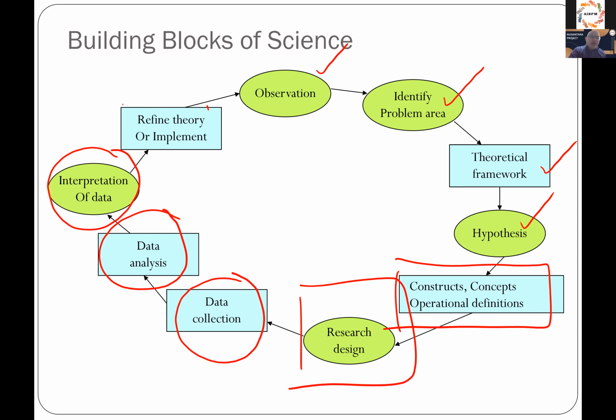Then you refine the theory. Refine means you support or you don't support. Then after that, you will continue the circle again, do the next research or observe the same phenomena, based on what you have found. So this is the circle of our research method.